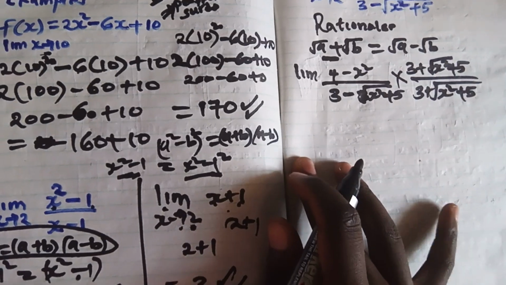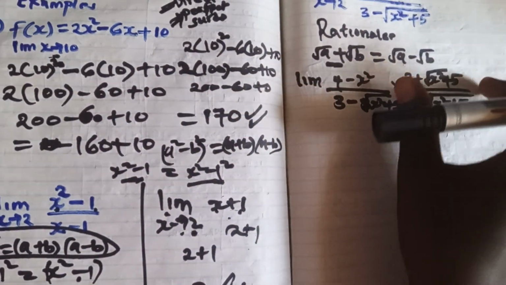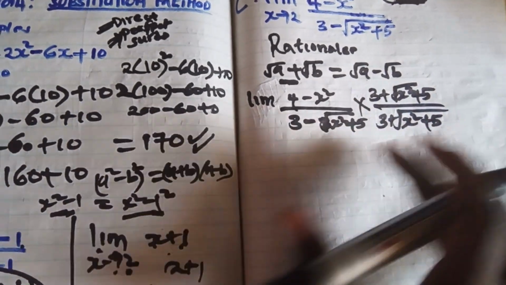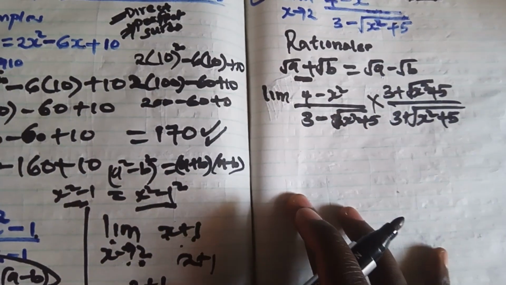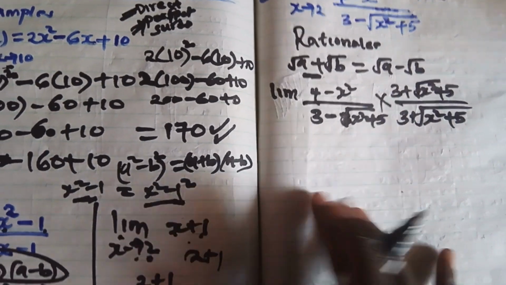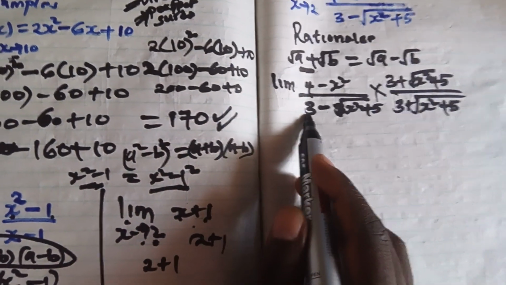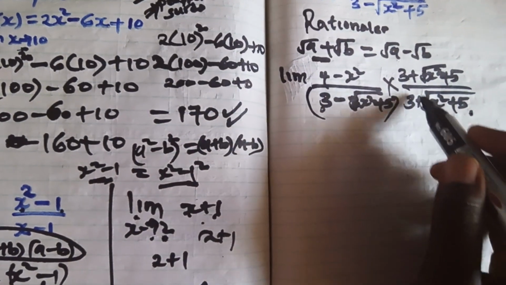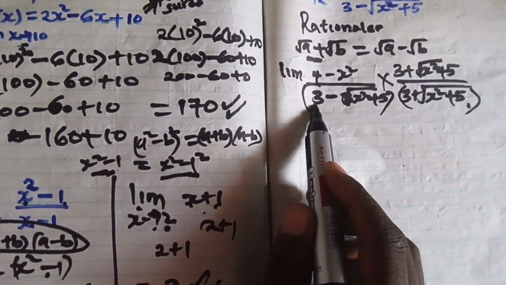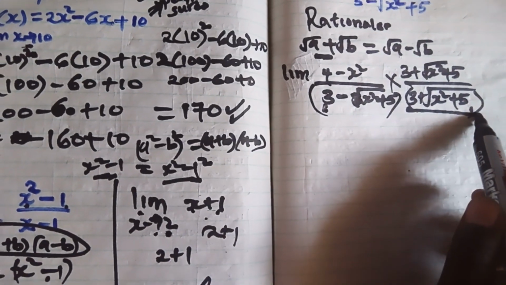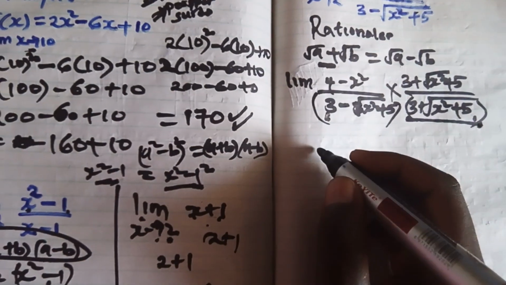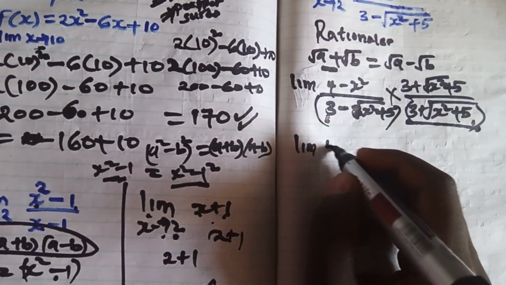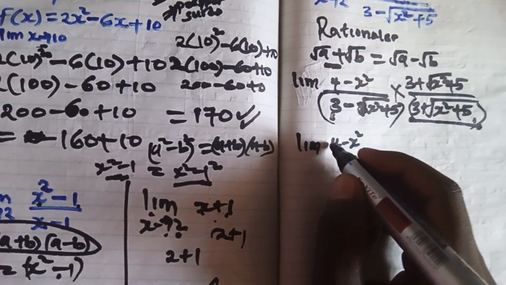Then in doing so, we have to take the numerator as a constant. Then we expand the denominator. So we take 3 and multiply by all of the other side. We take 3, we multiply by everything in the second bracket. So it's going to be the limit of 4 minus x squared.